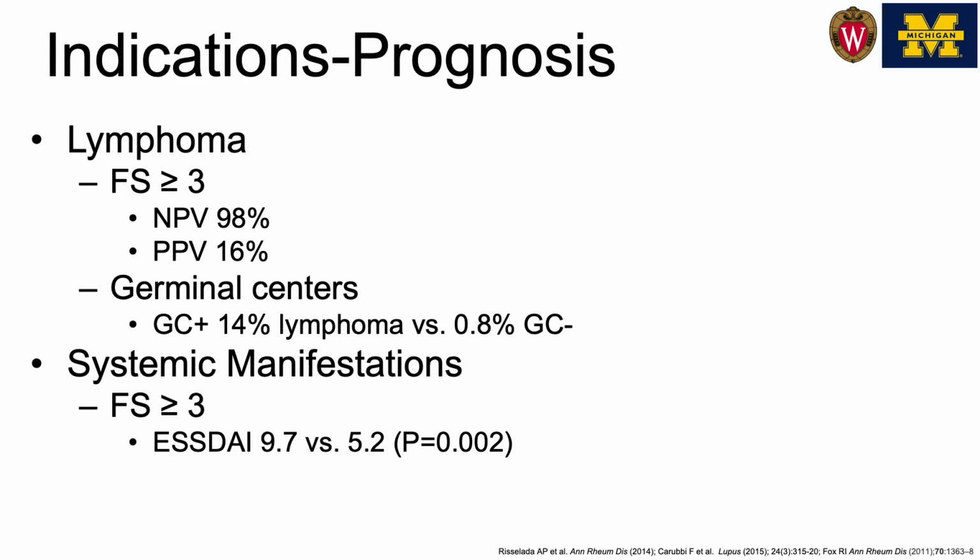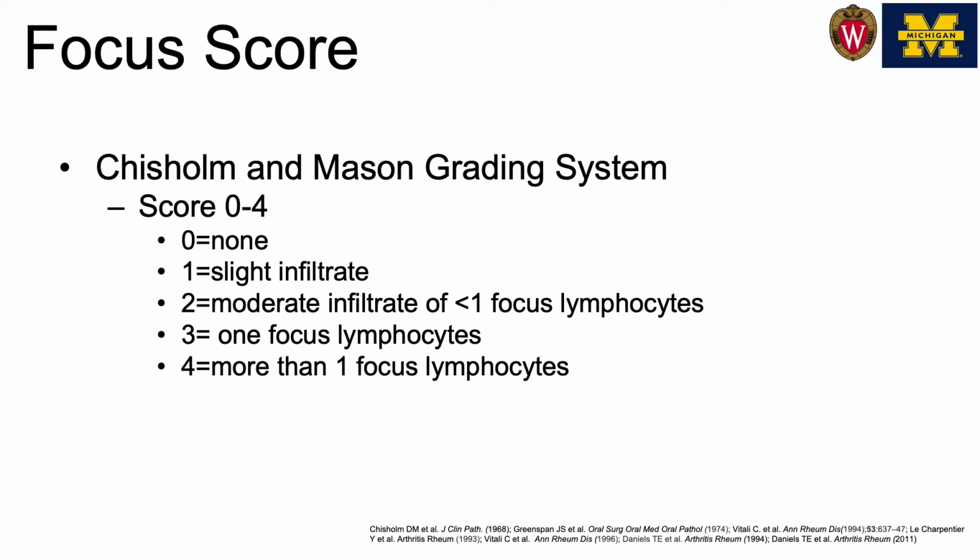Also, folks who have a focus score greater than or equal to 3 on labial salivary gland biopsy tend to have higher systemic manifestations. In this study, an SDI around 10 versus 5 in those who had a focus score less than 3. So what is this focus score that we keep referencing? So here I will let Dr. Ike record the history of the focus score.